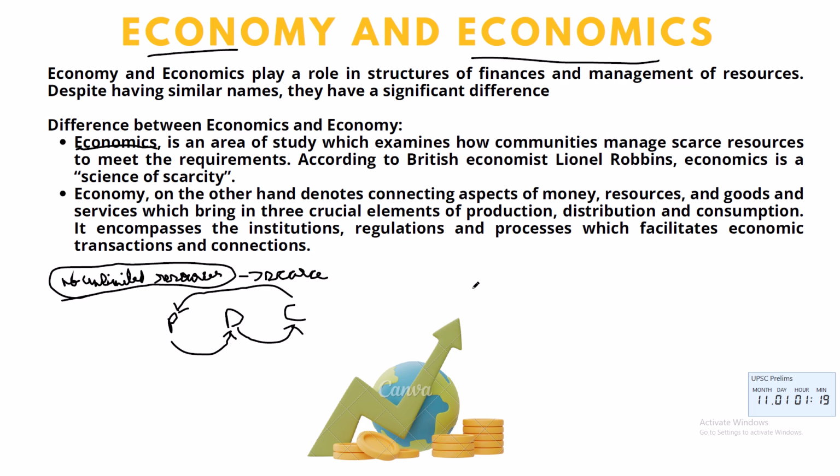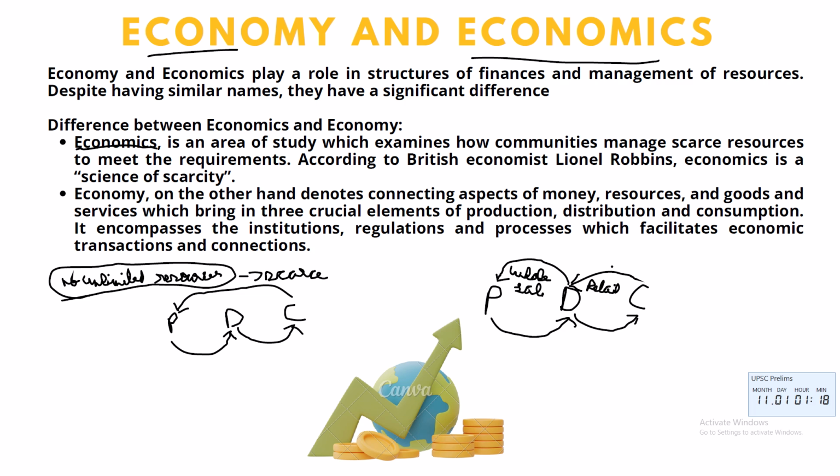To make it clearer, let's discuss again: production, distribution, and consumption. The producers produce and distributors buy from them, and the consumers buy from the distributors. Consumers pay the distributors, and the distributors pay the producers. We can take this as retail and this as wholesale. We can remember it like that, which will be very beneficial. It encompasses institutions, regulations, and processes which facilitate economic transactions and connections.